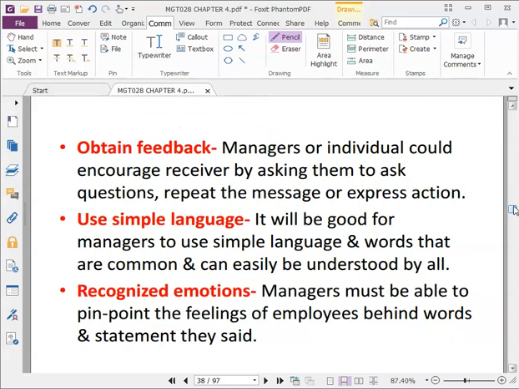And then recognize emotions. Managers must be able to pinpoint the feelings of employees behind words and statement they say. Okay, so maknanya, okay, daripada feedback daripada contoh manager bagi tahu informasi dekat staff. Lepas tu kita minta feedback. So daripada apa yang feedback staff tu kita boleh tahu. Sama ada dia tengah marah, dia cool je, baik relax je, tak marah-marah ataupun sedih ke. Okay, kita boleh recognize emotion.